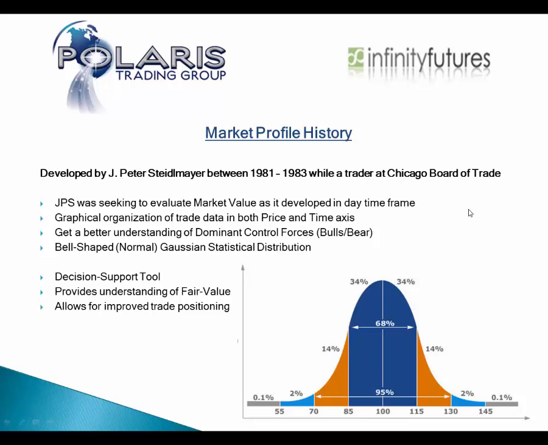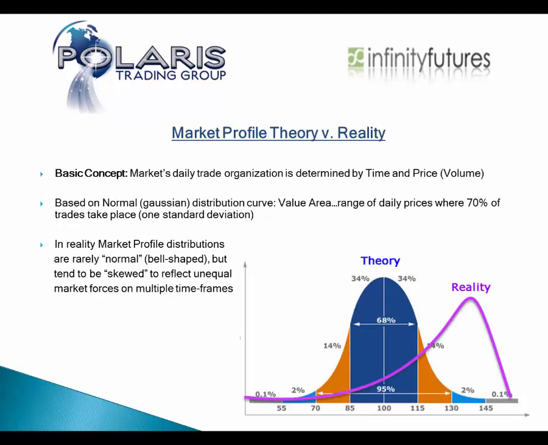So that is the ideal Gaussian distribution. But as we all know, life is not so clean. So again, just as a review, we're going to take a look at the theory versus what actually happens in reality. The theory is that the market's daily organization is simply determined by time, price, as well as volume, and there is a difference between market profile and volume profile. They are very similar, but there is a difference in construction. We'll actually take a look at both today.